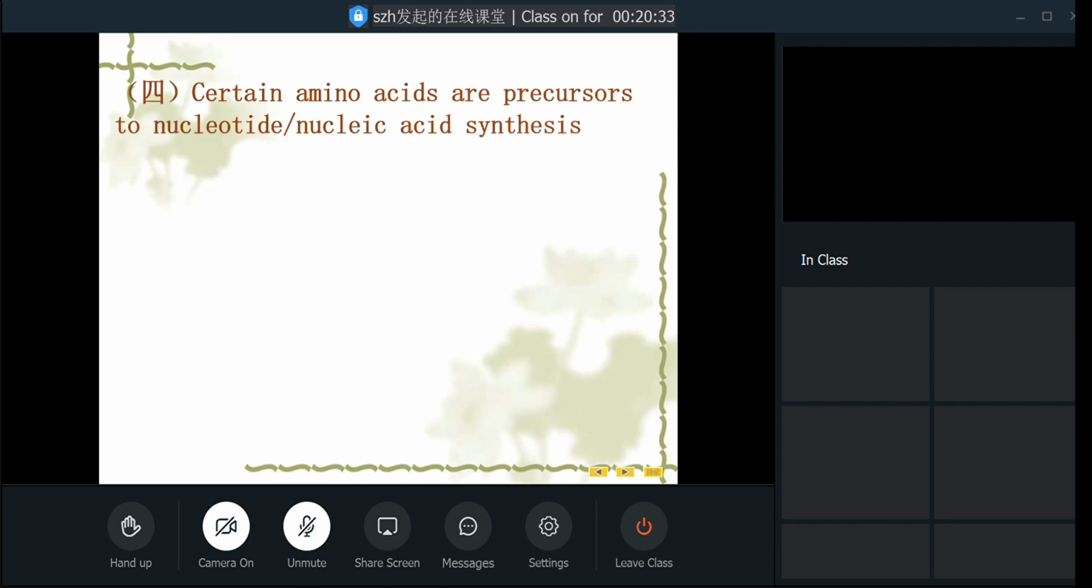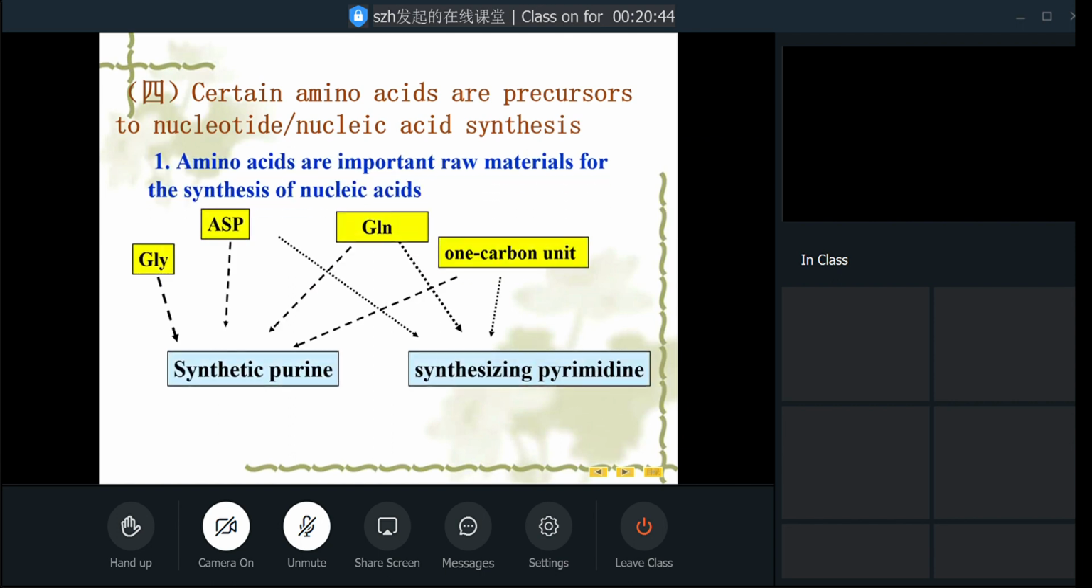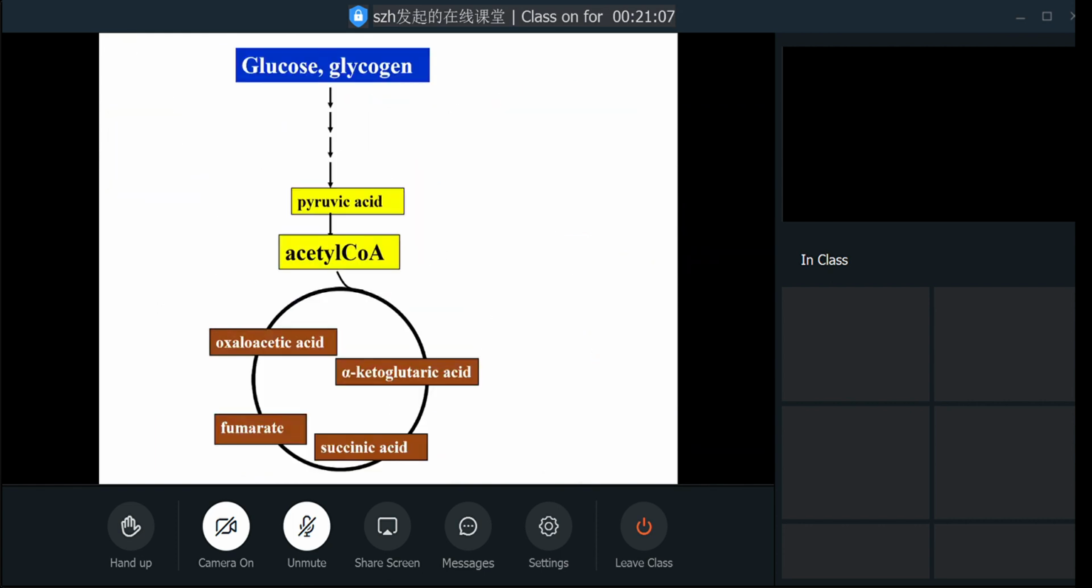Okay, and both you can say certain amino acids are precursors to synthesize the nucleic acid. The pyrimidine and purine we already finished. For purine synthesis, you can say glycine, aspartate, glutamine, and one carbon unit. For pyrimidine, you can see aspartate and glutamine are used to synthesize nucleic acid. Ribose phosphate is supplied by the PPP. Here you can see we already finished in the amino acid metabolism.